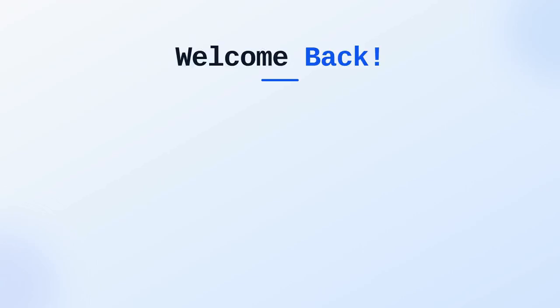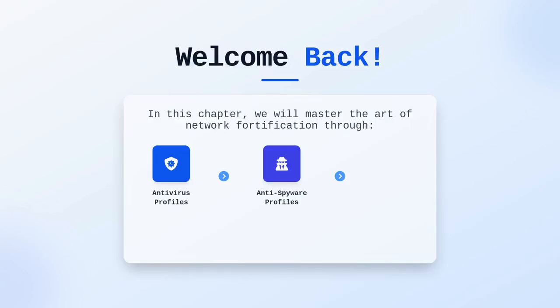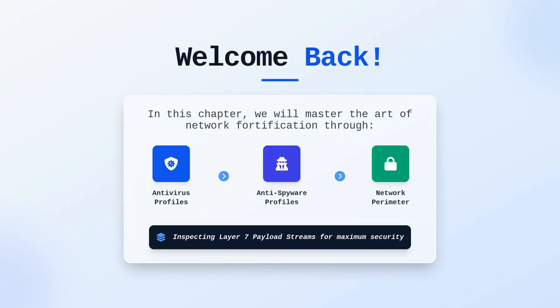Welcome back to the course. In this chapter, we explore how to leverage antivirus and anti-spyware profiles to inspect Layer 7 payload streams and fortify your network perimeter.